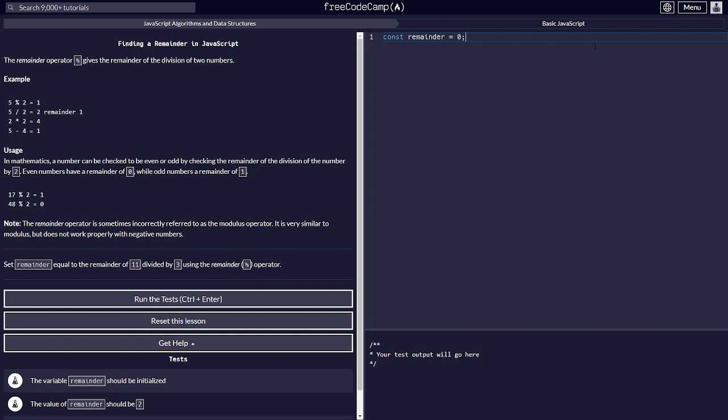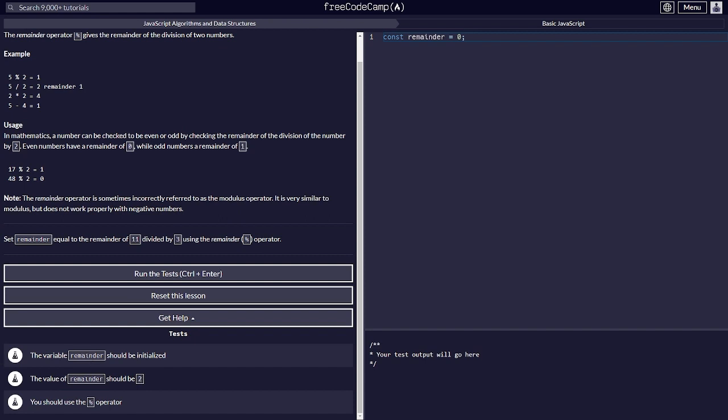Okay. Set remainder equal to the remainder of, I don't know how to do this. The variable remainder should be initialized. The value of remainder should be 2. Const remainder 2.